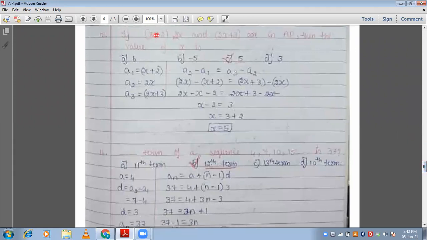If x plus 2, 2x and 2x plus 3 are in AP, then the value of x is dash. We know the common difference must be the same. So A2 minus A1 is equal to A3 minus A2. Substitute all the values.